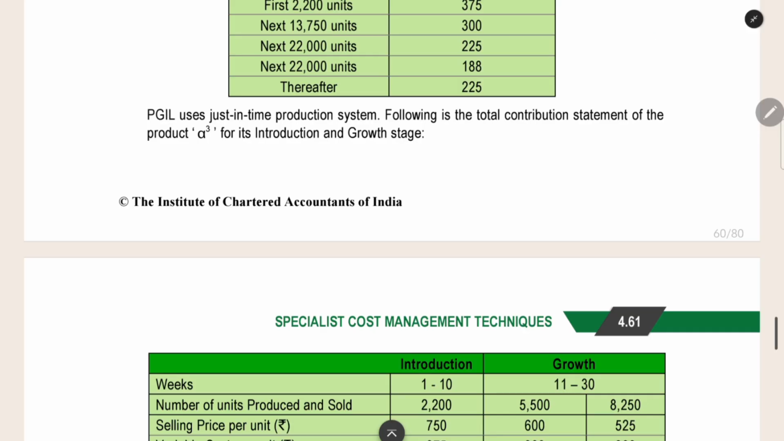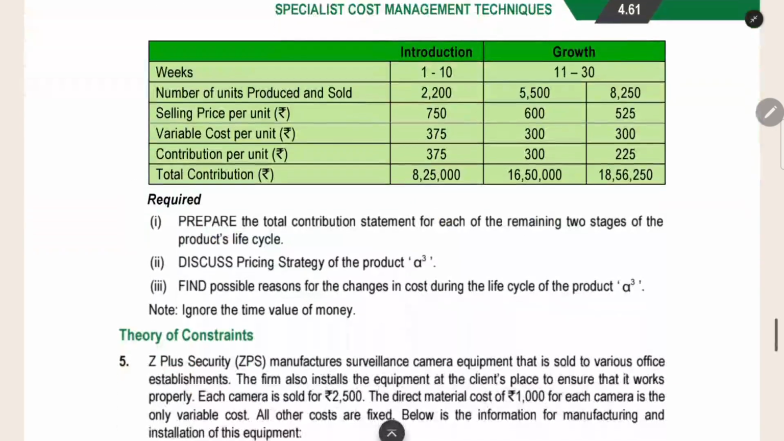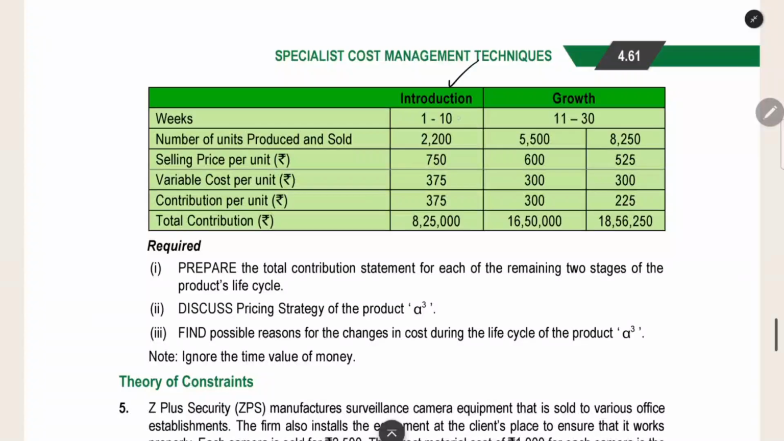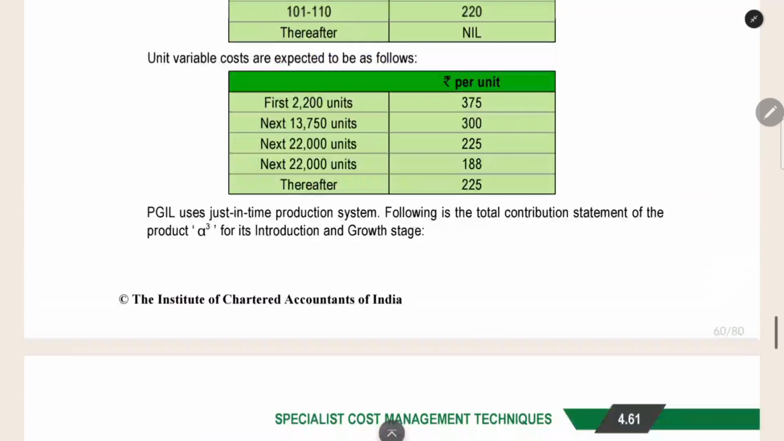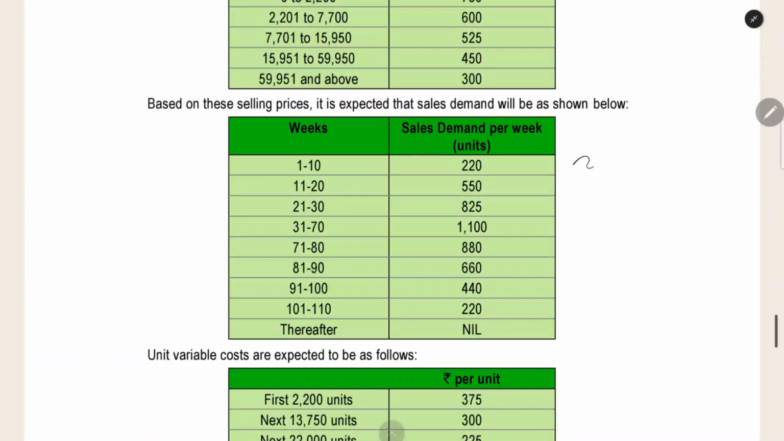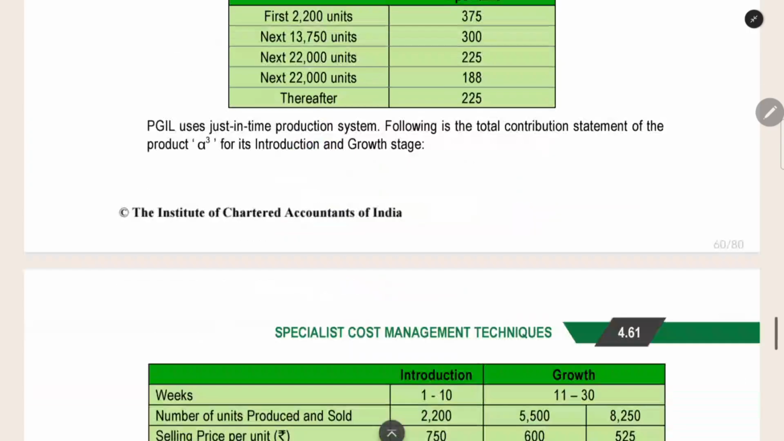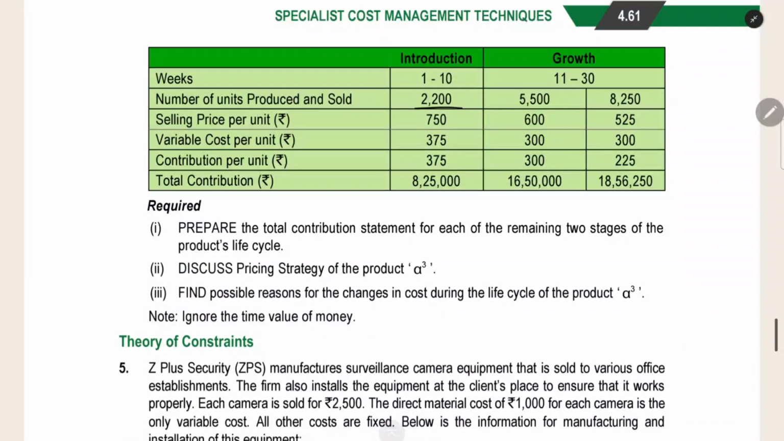Okay. Now they have given the total contribution statement for introduction and growth stage. They have given that the introduction stage will be between week 1 to 10. The growth stage will be for week 11 to 30. The total units produced and sold is that for introduction stage 1 to 10 week, the sales demand per week is 220. Totally 10 weeks. 2,200 is the sales demand for first 10 weeks. And then for growth, we are getting 11 to 30. 11 to 20 is one interval, 21 to 30 is another interval. 5,500 units, 8,250 units.